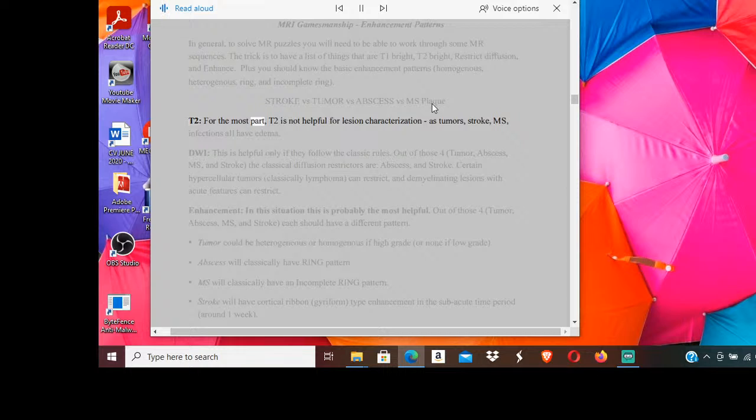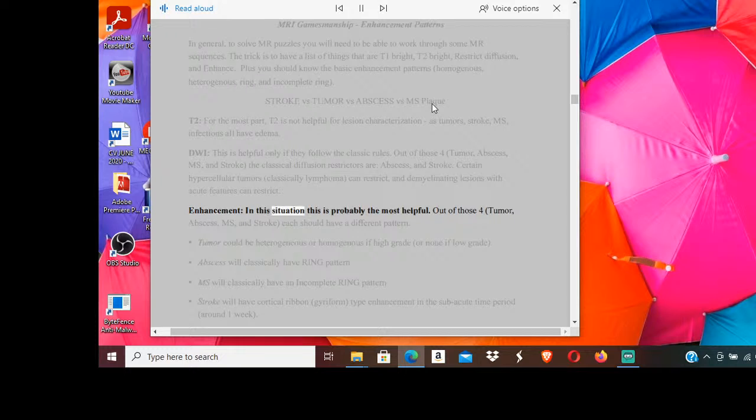T2. For the most part, T2 is not helpful for lesion characterization, as tumors, stroke, MS, infections all have edema. DWI, this is helpful only if they follow the classic rules. Out of those four, tumor, abscess, MS, and stroke, the classical diffusion restrictors are abscess and stroke. Certain hypercellular tumors, classically lymphoma, can restrict, and demyelinating lesions with acute features can restrict.